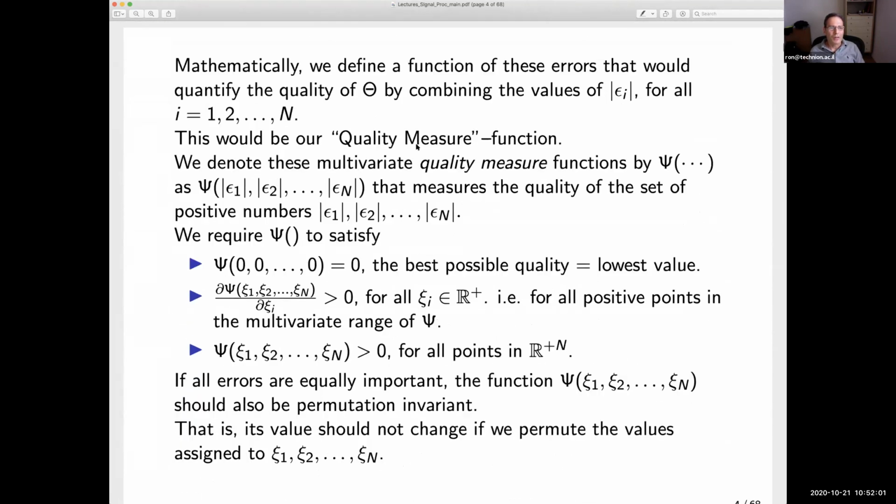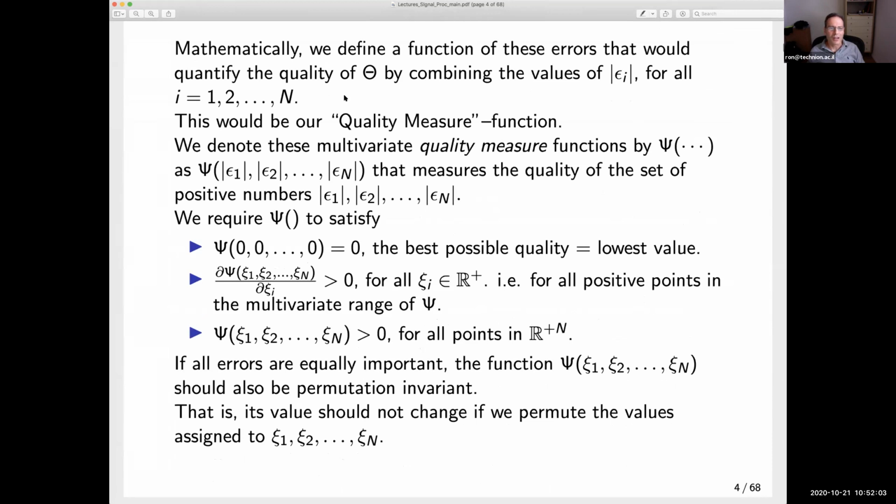So what we will do is mathematically define a function of the errors by scanning through all my errors, all my epsilon i's. And we call it a quality measure. The quality measure is denoted as psi. And this psi would get as inputs all the errors, the subtracting of theta from x1, from x2, etc.